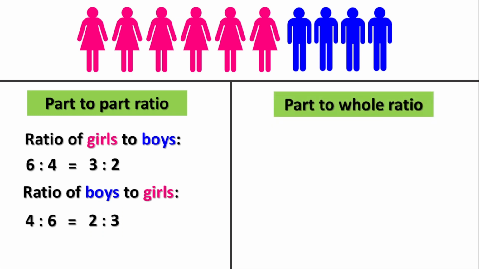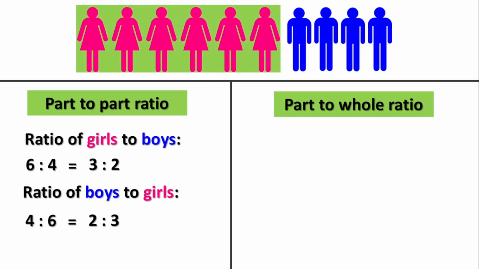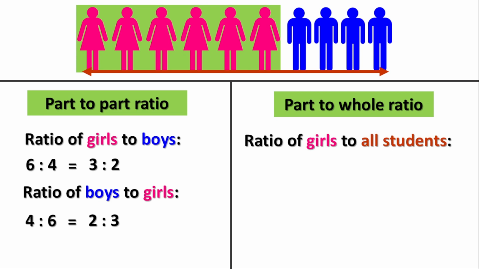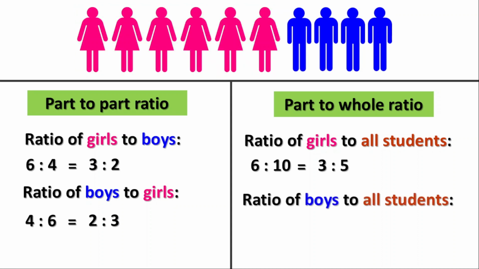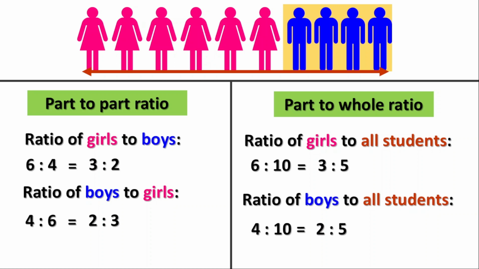The other type of ratio is part to whole ratio, where one part is compared with the whole. For instance, ratio of girls to all students. In this case, we will first have to calculate the whole part. 6 girls, 4 boys make the total of 10 students. So the ratio of girls to all students is 6:10, or after simplification 3:5. Ratio of boys to all students: 4 boys out of 10 students. So the ratio is 4:10, or 2:5 after simplification.